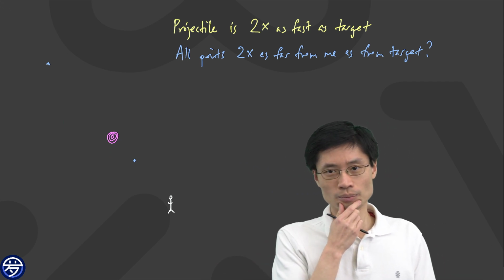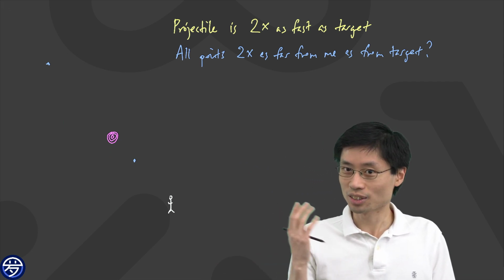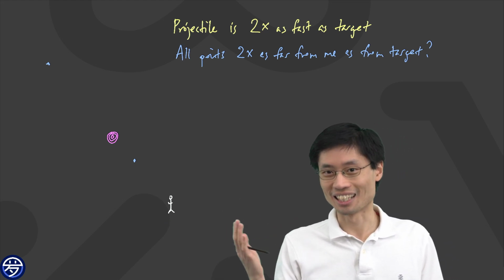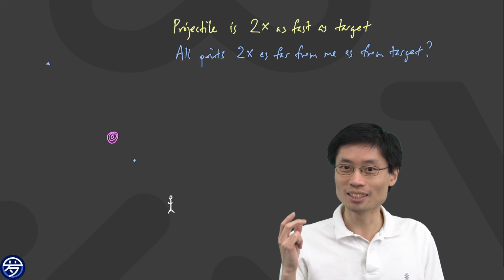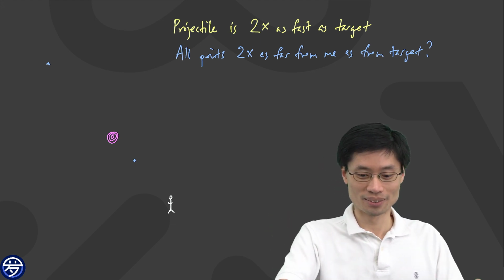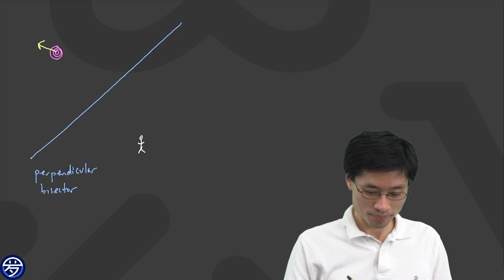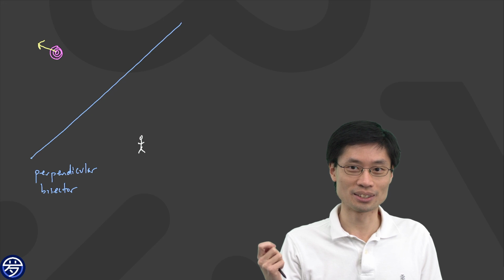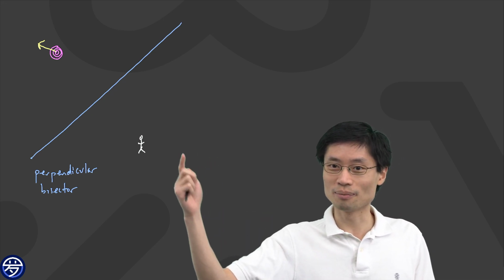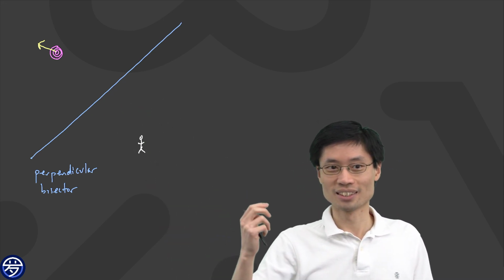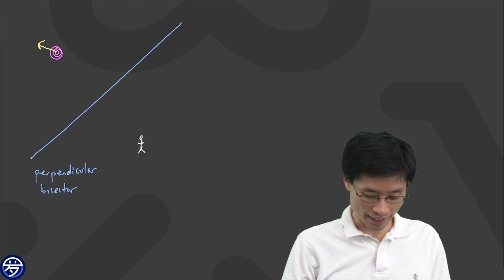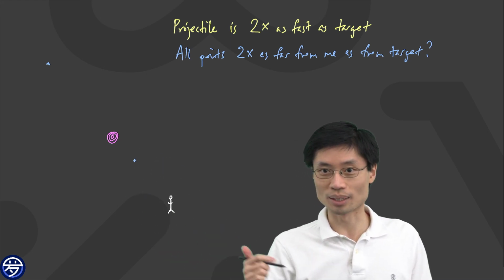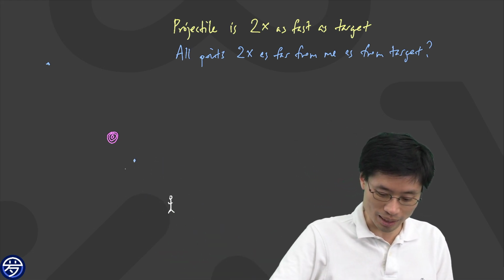Okay. But now, there are actually more points in this world which are exactly twice as far from me as they are from the target. It turns out that I can draw something that connects them all. And here's a hint. This is what it looks like if your job is to draw all the points in the world which are the same distance between me and between the target. If I want something which is twice as far from me as it is from the target, well, I guess it should start off looking something like that, right?